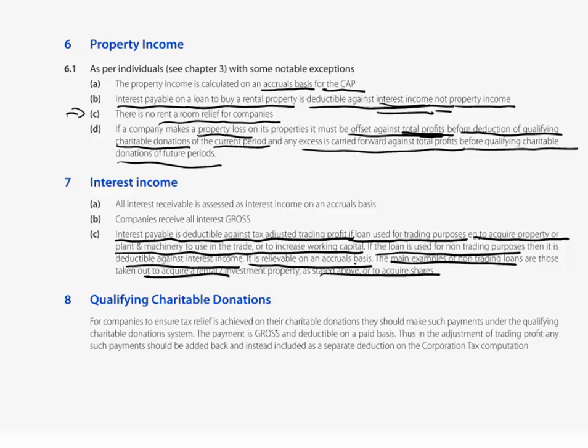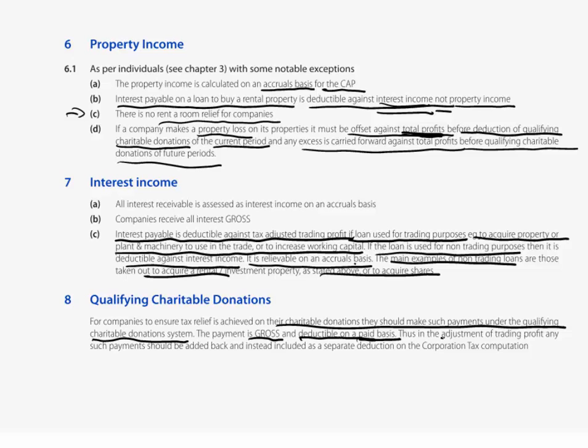So companies will make such payments under the qualifying charitable donation system. The payment is gross. There's no question of paying net here. They are gross payments and deductible on a paid basis. So whereas mostly in terms of expenses we use an accruals basis in corporate tax, not when it comes to donations. If you want tax relief for the charitable donation made, then you must have paid it.